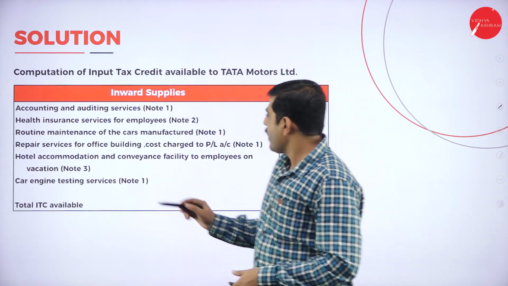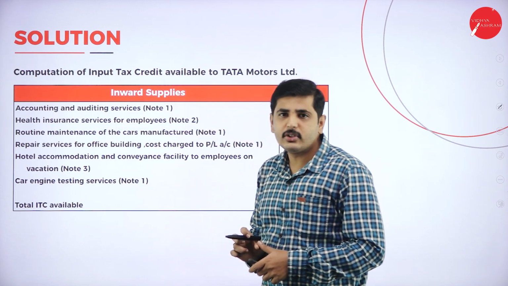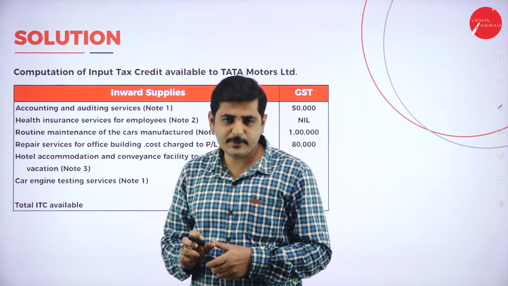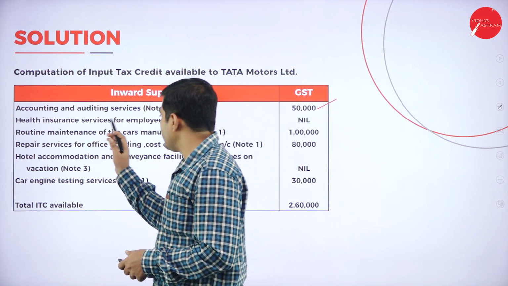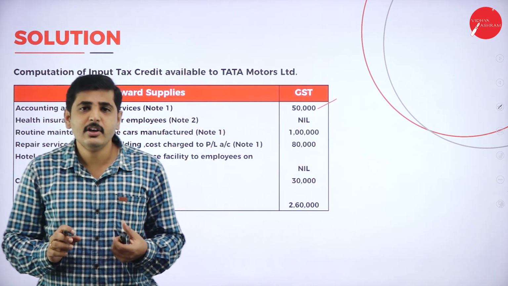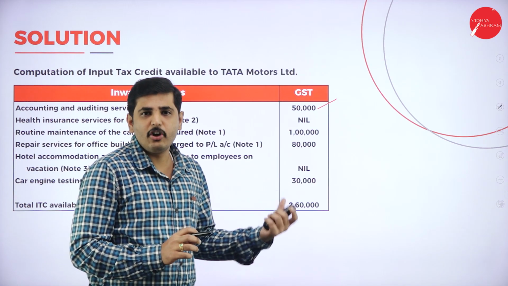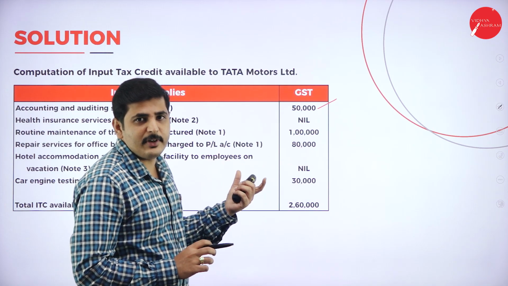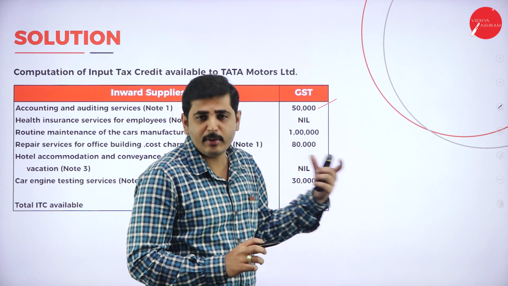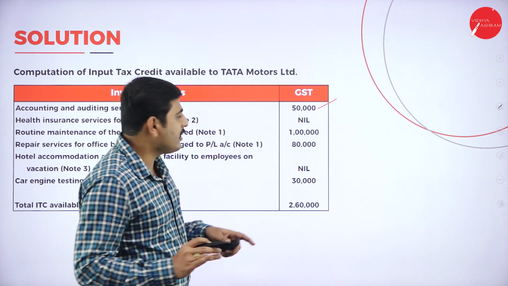Already explained, accounting and auditing service. It is a general business expense, so ITC is available. Next one, health insurance service for the employees, already explained. If it is not on the basis of government regulations or government obligation, and the employer is providing these benefits without any government obligation or regulations, the ITC is not available.